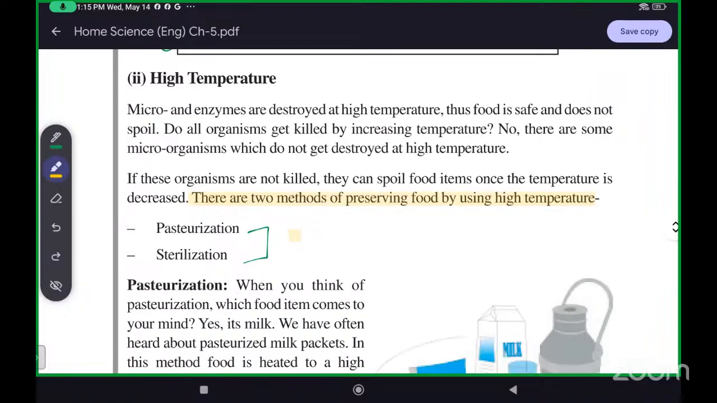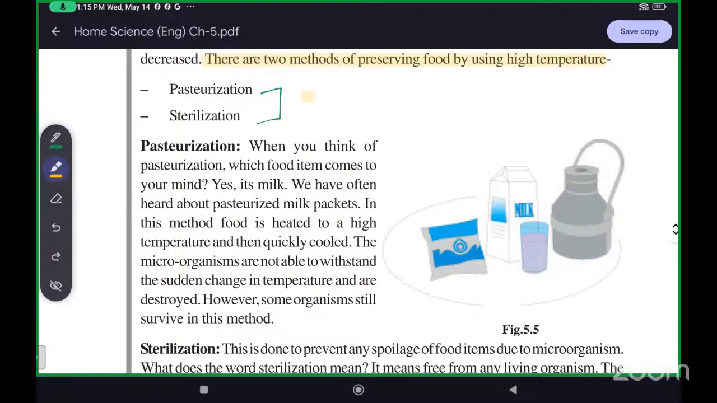Okay. All right. Now, pasteurization. When you think of pasteurization, which food item comes to your mind first? Milk. We usually talk about milk being pasteurized a lot, right? In this method, the food is heated to a high temperature and then quickly cooled. So the microorganisms present in it are not able to withstand the sudden change of temperature. Microorganisms will not be able to withstand this hot cold temperature and they are killed. However, some organisms still survive in this method.